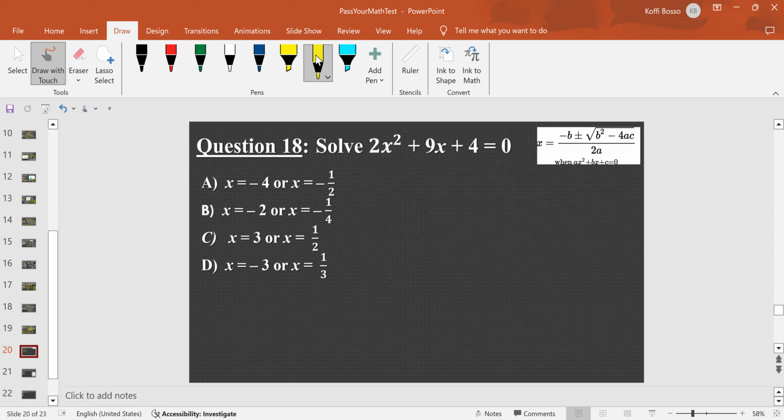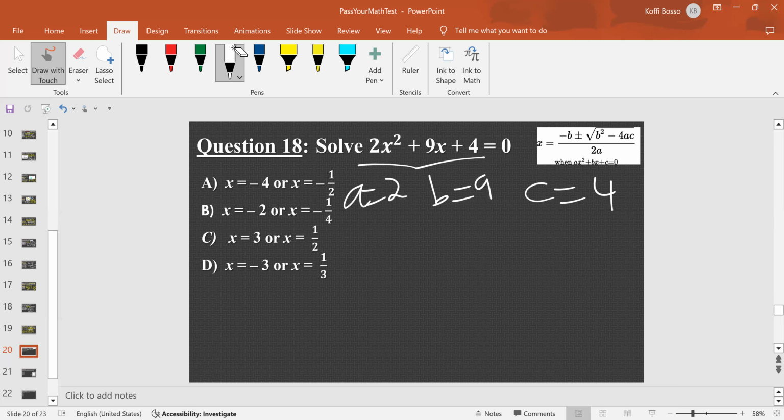Another method is to factor the expression if it's possible. Another method is to use the quadratic formula, which is this one here. So I will try to use the quadratic formula for this question, as another way to learn how to use it. In this equation, you have to know what A, B, and C are. A here is 2, B is 9, C is 4.